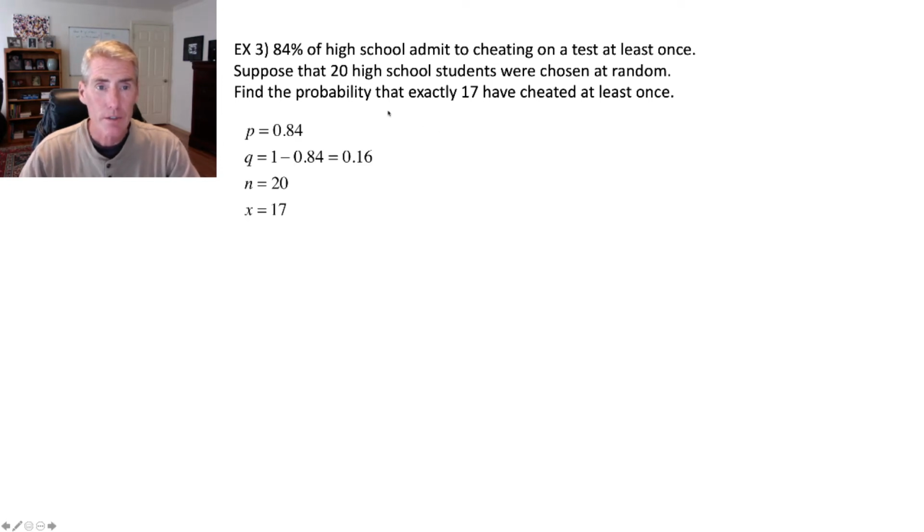So first, write down the information. This is the chance of success, finding somebody that admits to cheating. So that's a 0.84. Q always equals 1 minus P, so that's going to be a 0.16. This is 20 high school students, so that's the number of trials. And then it's saying x equals exactly 17. So you could do the formula and it would look like this, and you would get 24.1%.